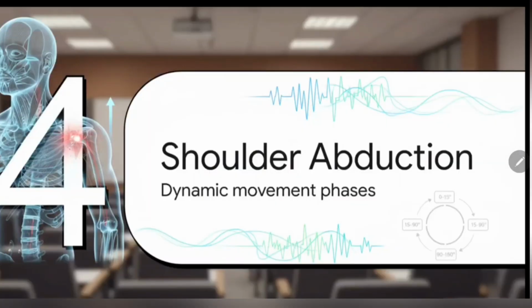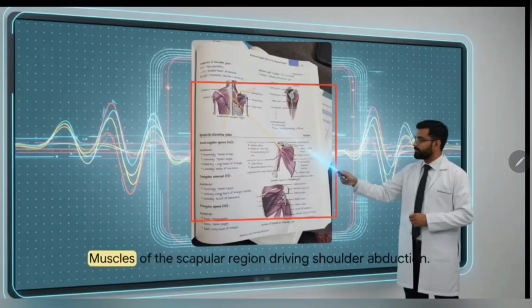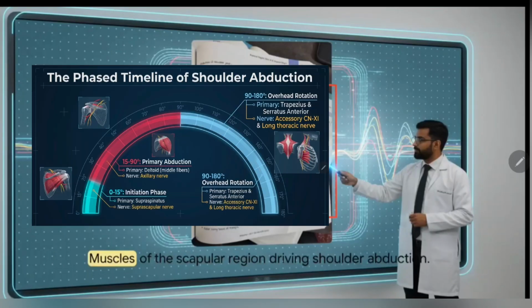Section 4. Shoulder abduction. Let's look at these dynamic movement phases. Now that we know the muscles, let's put them to work and look at a really dynamic physiological process, shoulder abduction. How exactly do you lift your arm up? Well, abduction is not a one-muscle job. It's like a beautifully coordinated relay race. You can see the supraspinatus sitting on top, the massive deltoid wrapping around laterally, and the trapezius superiorly. They essentially pass the baton to one another to achieve a full 180 degrees of movement.